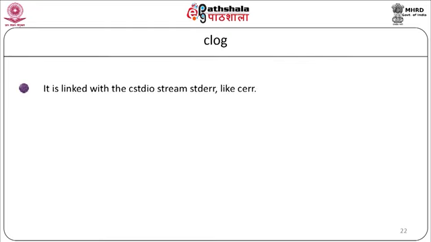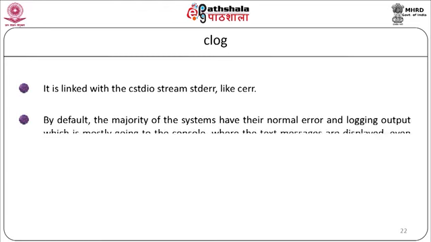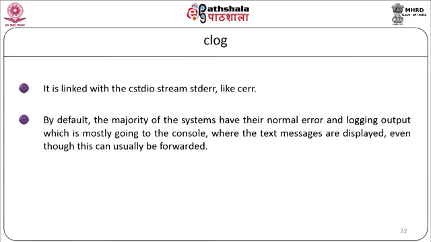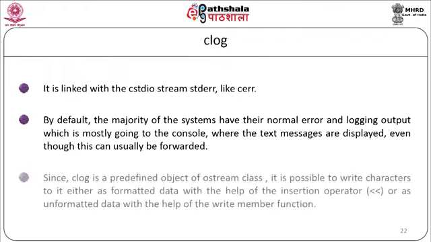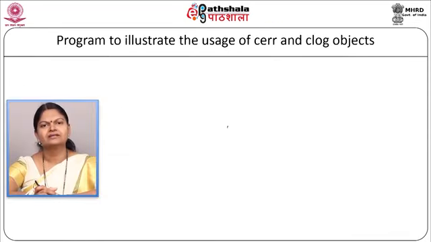It is linked with the C stdio stream stderr like cerr. By default, the majority of systems have their normal error and logging output going mostly to the console where the text messages are displayed, even though this can usually be redirected. Since clog is a predefined object of the ostream class, it is possible to write characters to it either as formatted data with the help of the insertion operator or as unformatted data with the help of the write member function. Now let's see a program to see the usage of cerr and clog objects.